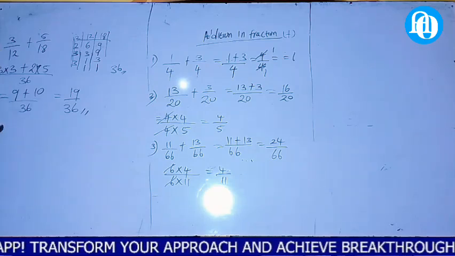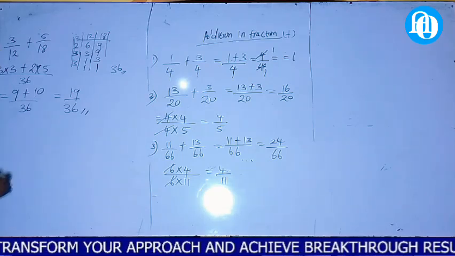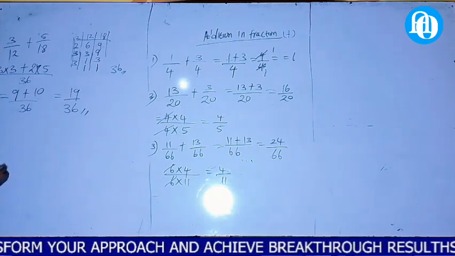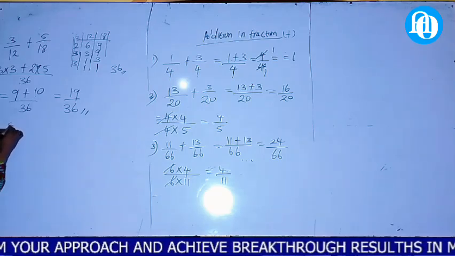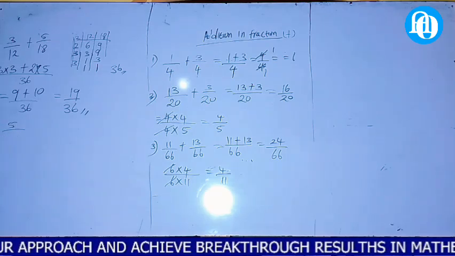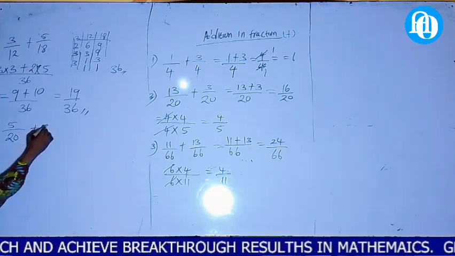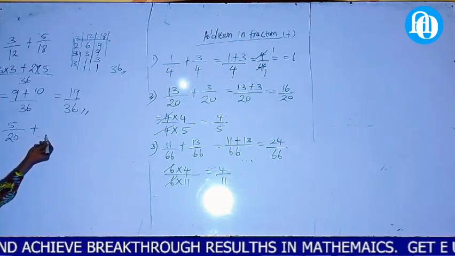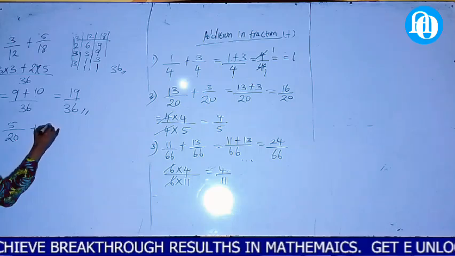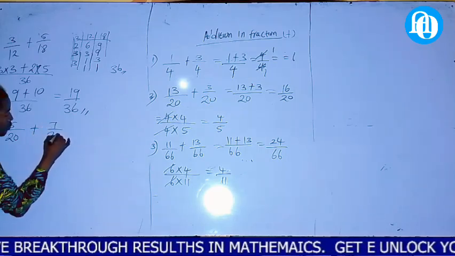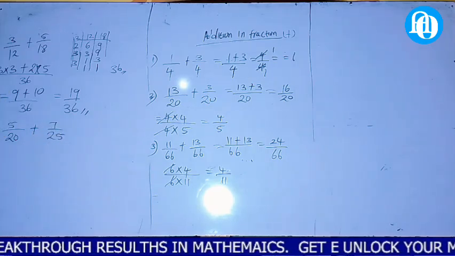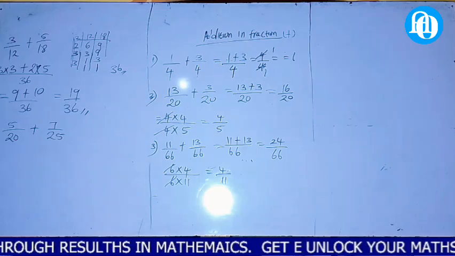Number 5 now. It's very simple. It's not hard. Now, let us do another one. When we have 5 all over 20 plus 7 all over 25, how can we solve this one? The same thing, you follow the same rule.